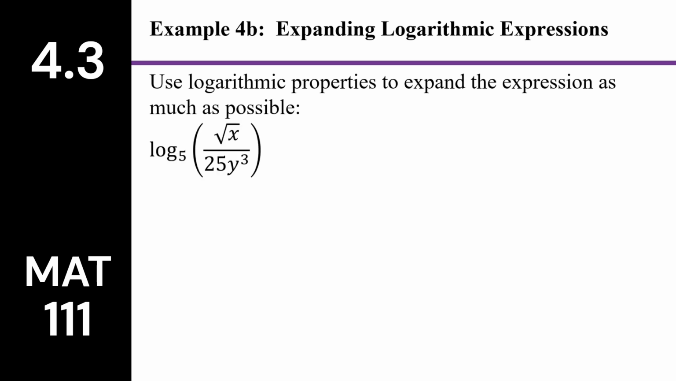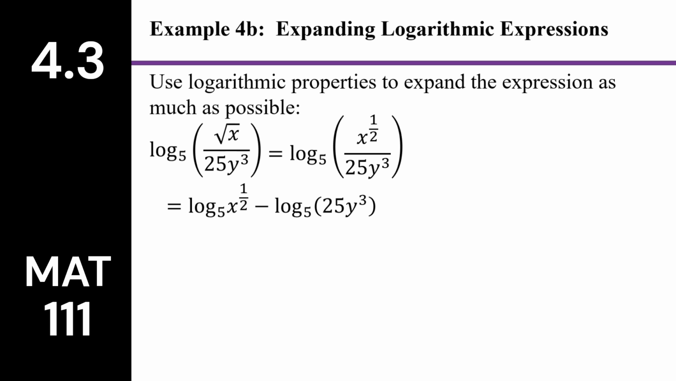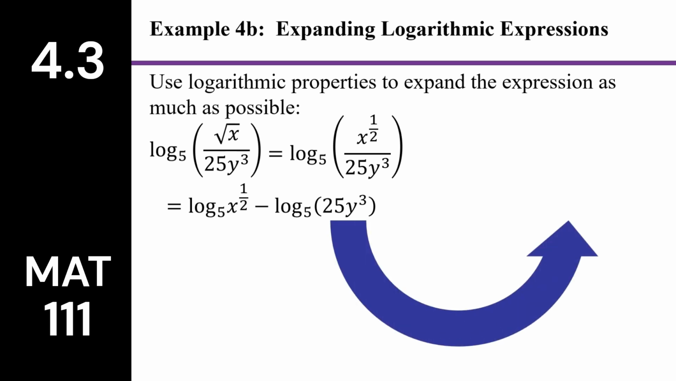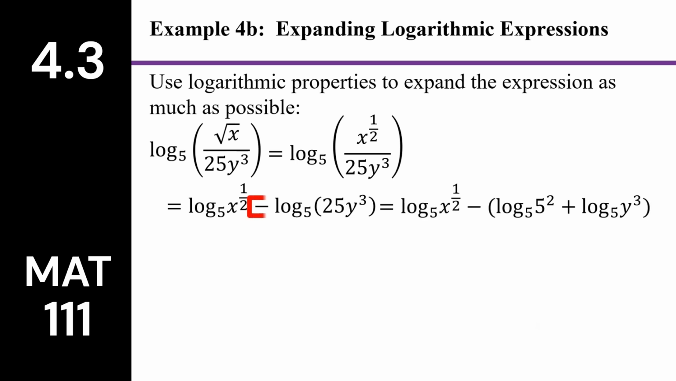We'll begin example 4b by rewriting the square root of x as x to the 1/2. We then use the quotient rule and write the log of the top minus the log of the bottom. The argument of this log is a product, so we'll use our product rule and write that as the sum of the logs. Notice we're also rewriting 25 as 5 squared. The subtraction that was here required that we put parentheses around the sum.